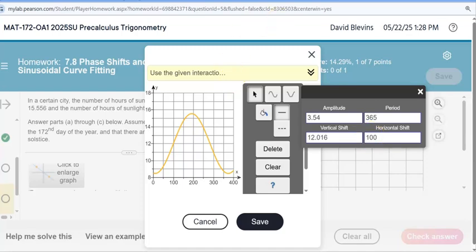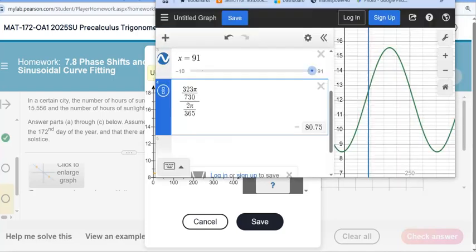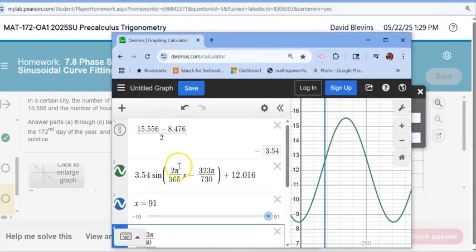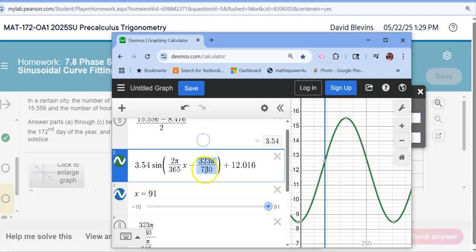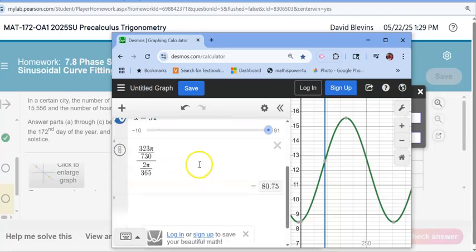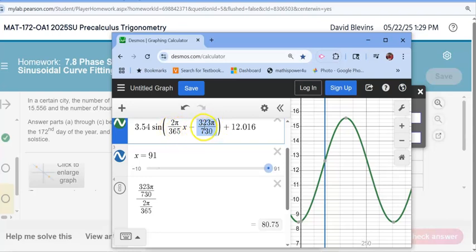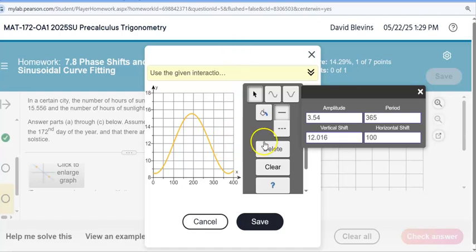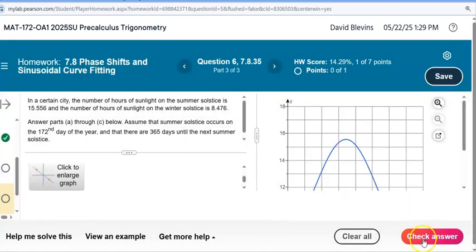That was that 80.75 that we started with, that we had in parentheses. That was the difference between the max, where it was when we had a 0 in there, and then where we needed it to be. But you can also get it from, once you have your model, taking the number right there beside the minus sign, dividing by the number in front of x. So that's 323 pi over 730 divided by the 2 pi over 365. That gives me that 80.75. It'll get you right back to that. That should be in your work somewhere anyway. But you can write it in there as the 80.75 if you want, rather than obviously those terrible fractions. All right, and then once you have that, save it, check your answer. There's your graph.